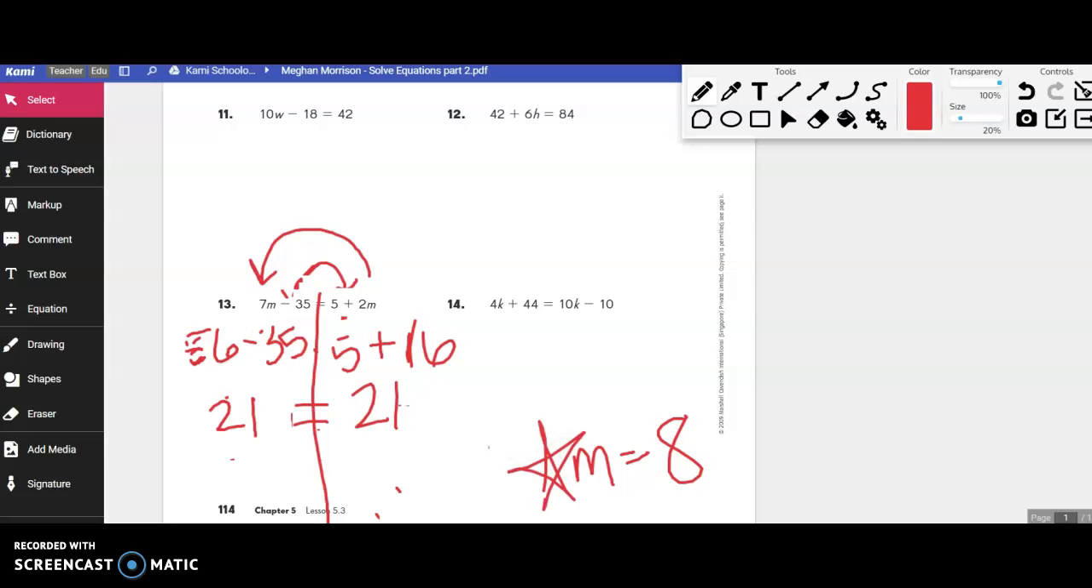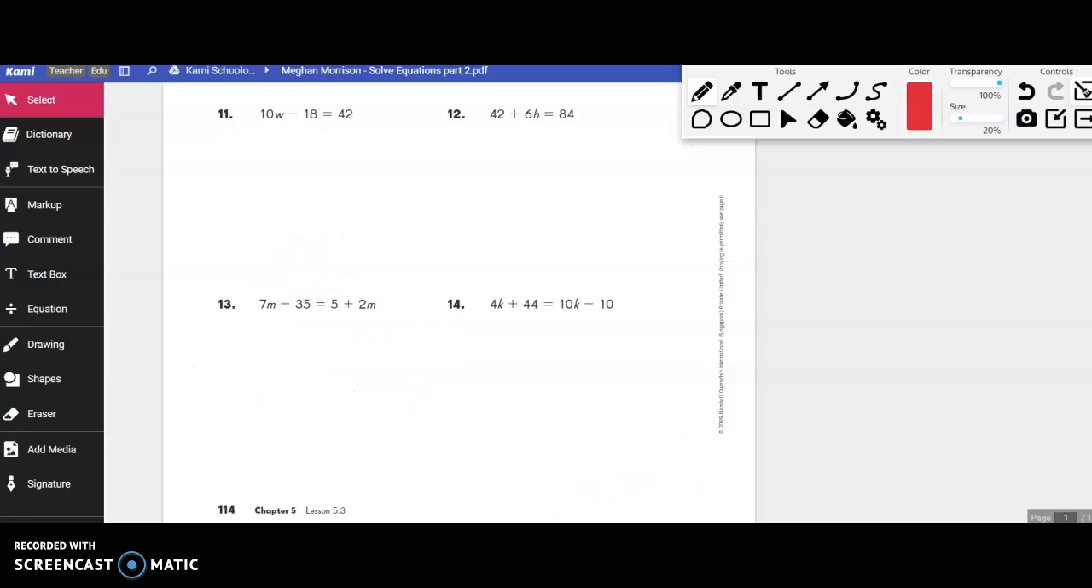I checked my answer. Now, if that last part was super confusing, don't worry about it. Just try guessing and checking until you figure it out. If you want me to do some more examples like that with you, I am more than happy to do that.